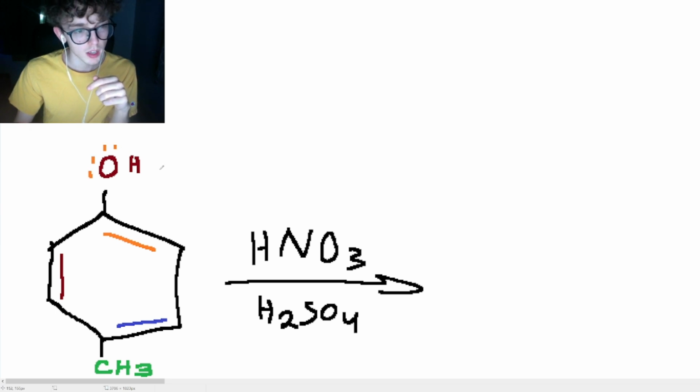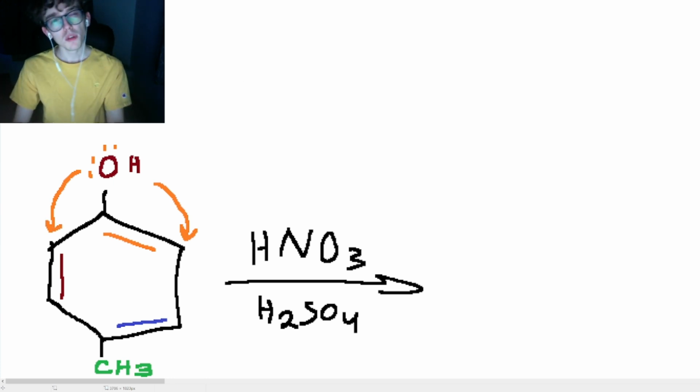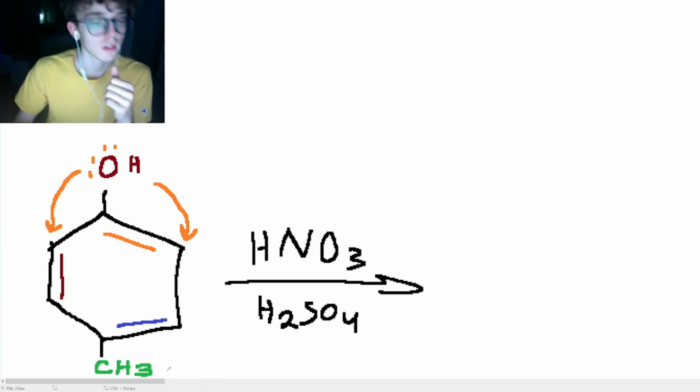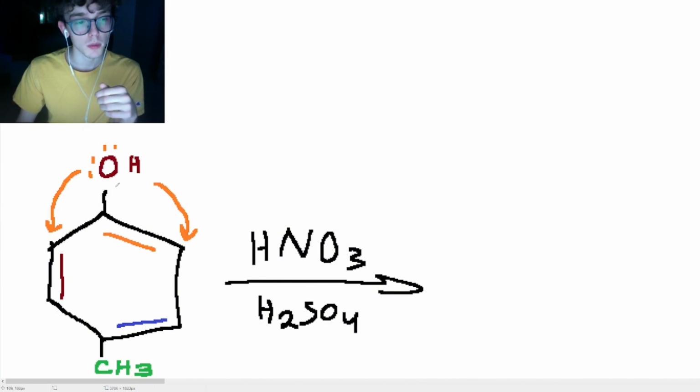We know that this hydroxide group is an activator because it can donate one of these lone pairs, and that means it's going to be ortho-para directing, right? Ortho means one away. So we know that this hydroxy group wants to direct to here or here. A methyl group is also activating, meaning it's going to go to either the para position or the ortho position. So it's going to want to go here or here.